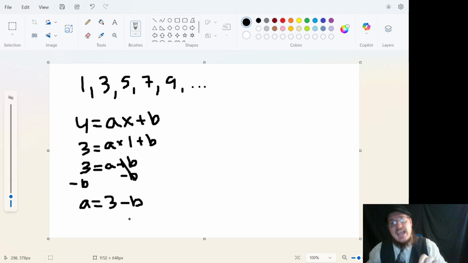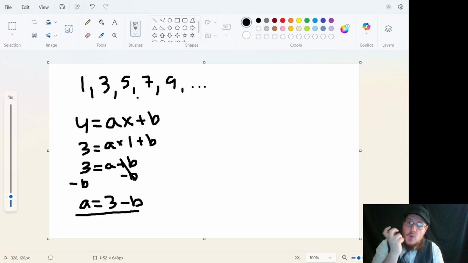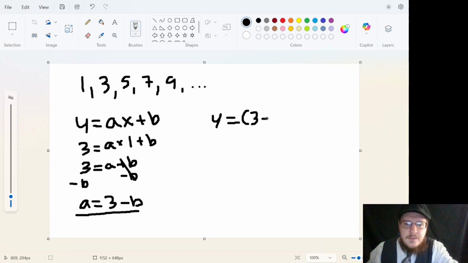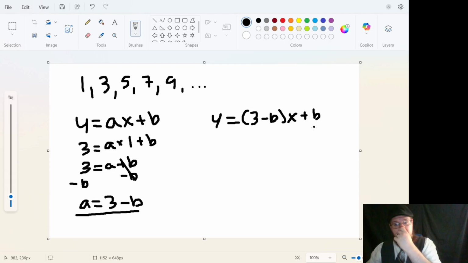Now, in order to find what B is, we need to take this equation, plug it in for A up here, and then we use the next two numbers, in this case 3 and 5. We're going to plug those in, and we're going to solve for B. Okay? So I'm going to write this over here. We got Y equals, put it in parentheses because this is a whole thing. This is an equation. We plug this in for A. We got 3 minus B times X plus B. Okay?